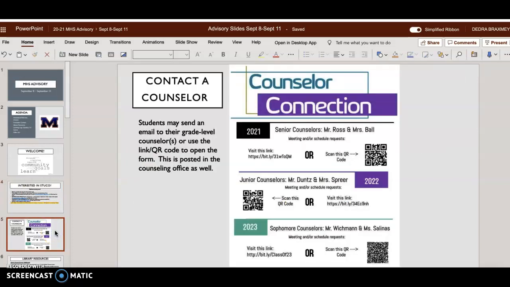On slide 5, students will see how to contact their grade level counselor. They may send an email, visit the link, or scan the QR code. You might choose to have students scan the QR code in class just to read through the information that is in the form.